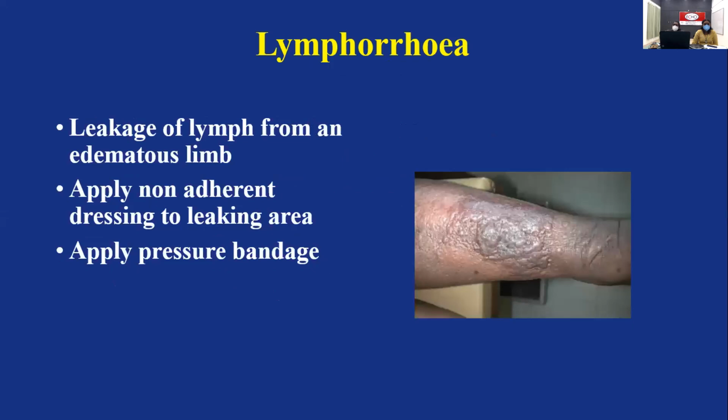The next complication is lymphorrhea, the leakage of lymph from the edematous limb. If lymphedema is not treated well, there is a chance of lymphorrhea. Here the lymphorrhea site should be covered with a Gamgee dressing pad, and then you can apply a crepe bandage so that all the excess fluid comes out easily.